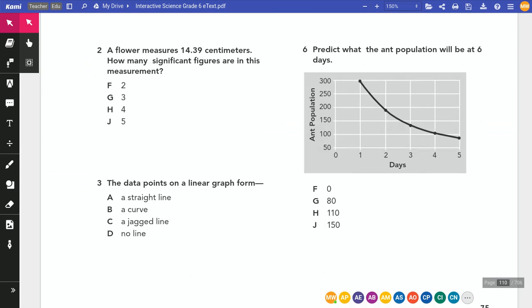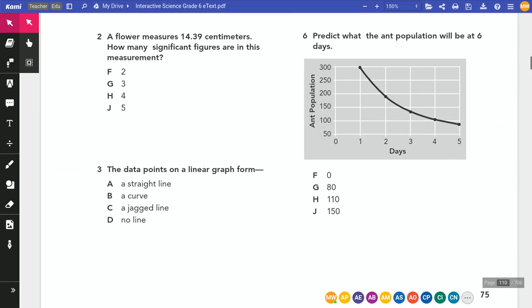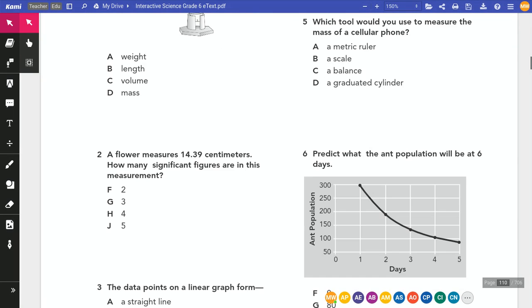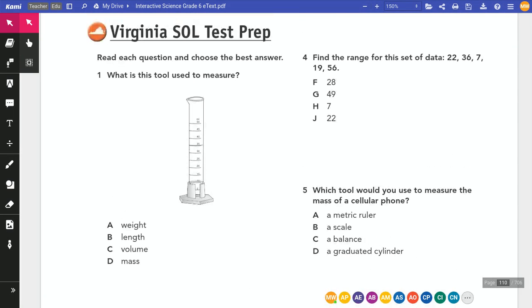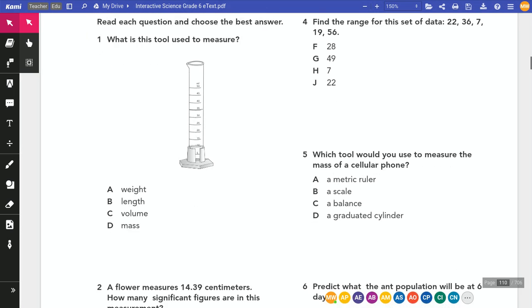3. The data points on a linear graph form A. A straight line, B. A curve, C. A jagged line, or D. No line. Number 4. Find the range for this set of data: 22, 36, 7, 19, and 56.